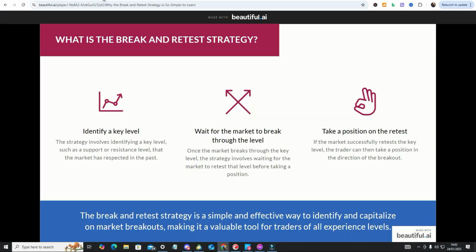And what I'm going to be saying, guys, is: what is the break and retest? It's super simple. I can't even speak about this too long, even if I wanted to, because that's how simple the strategy is. It's basically a 3-step process. You identify a key level, and I'll be going into more detail on that. You wait for the market to break through that level, and then you just take the position on the retest. Super simple. Nothing more, nothing less.